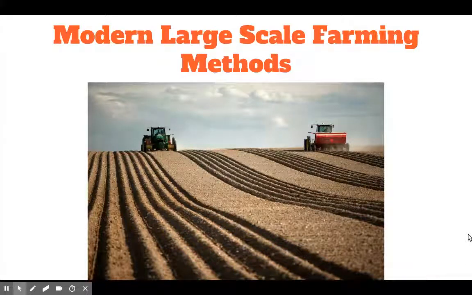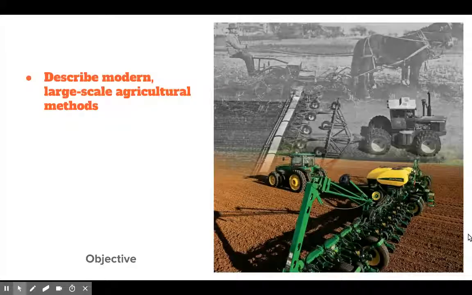Today we're going to look at modern large-scale farming methods. What we're going to look at here is mainly what's involved in regards to monocropping, the care of the land in regards to fertilizers and pesticides, as well as their effects on the land in a positive way in regards to feeding the world, and negatively in regards to human health and the environment.